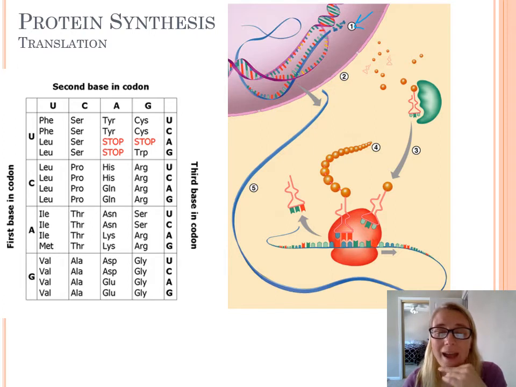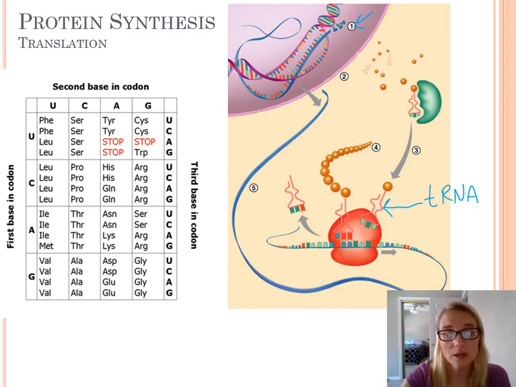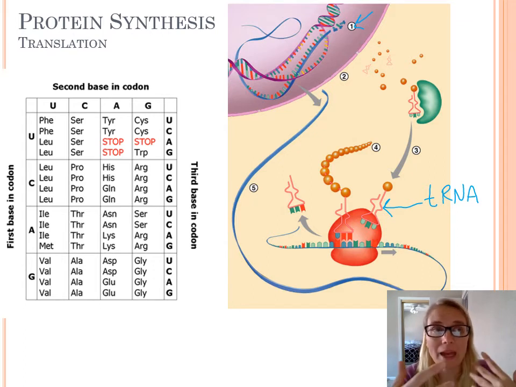So what we're seeing happen in translation is each one of these little key looking structures, this guy right here, this is called tRNA, which stands for transfer RNA. And what tRNA does, its job is to transfer the correct amino acid from the cytoplasm to the ribosome so it goes into that very perfect order to make your protein product. And how does it know which one to grab?